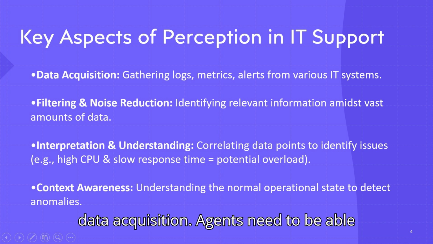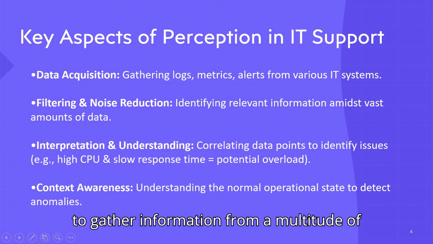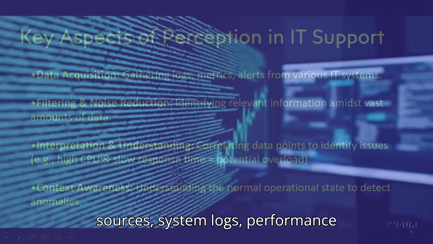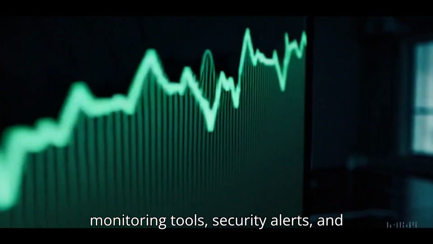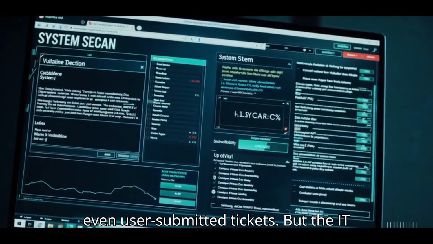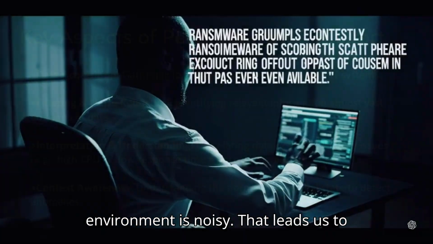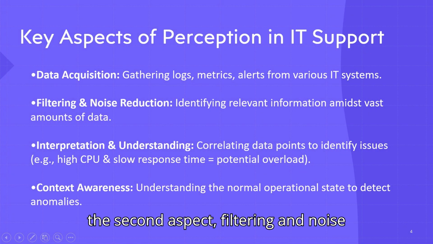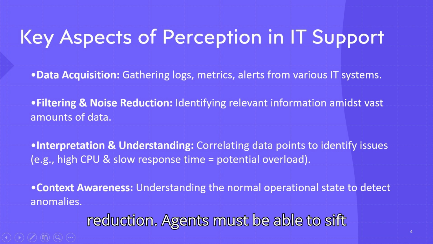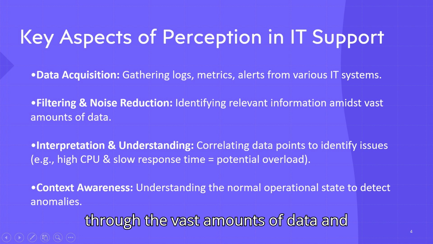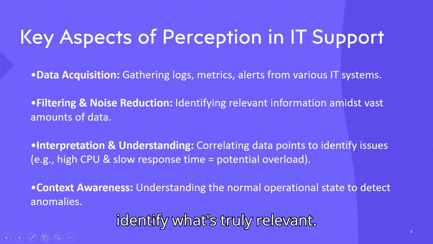First is data acquisition. Agents need to be able to gather information from a multitude of sources: system logs, performance monitoring tools, security alerts, and even user-submitted tickets. But the IT environment is noisy. That leads us to the second aspect: filtering and noise reduction. Agents must be able to sift through the vast amounts of data and identify what's truly relevant.